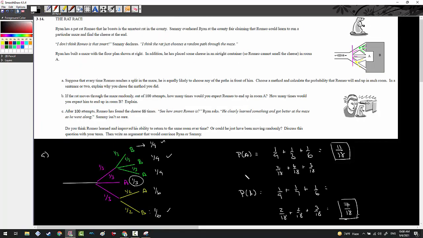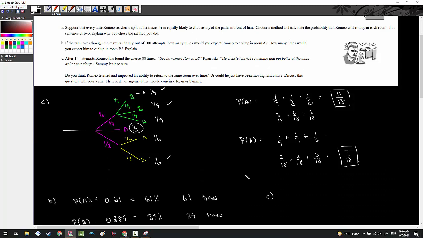Okay, I think that'll wrap it up for this lesson. Again, the tree model, area model, 2 different ways of calculating probability.